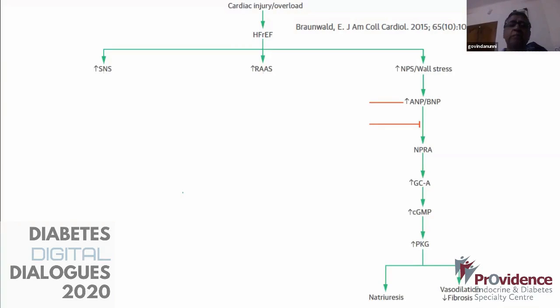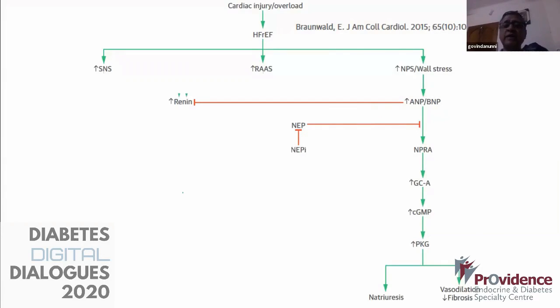Now, ANP and BNP also have some amount of RAS blocking effect because they block the production of renin also. ANP and BNP are degraded by an enzyme called neprilysin. And so if you give a neprilysin inhibitor, you can increase the levels of the natriuretic peptides and thus stimulate the natriuretic peptide system. Now, let us for a minute come back to the sympathetic nervous system.